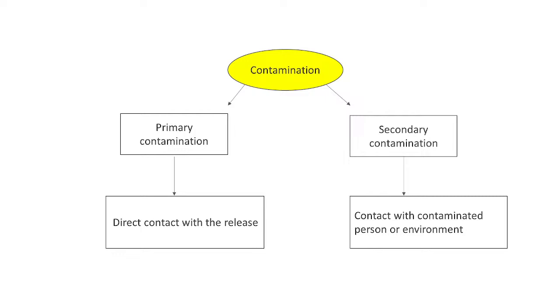There is a chemical disaster and I am exposed to that chemical: primary contamination. But you are a medical person going to that area and giving treatment, you get contaminated, or a few people came to the hospital without decontamination and you are exposed to that. That is called secondary contamination. So what are the chances that you can be contaminated?